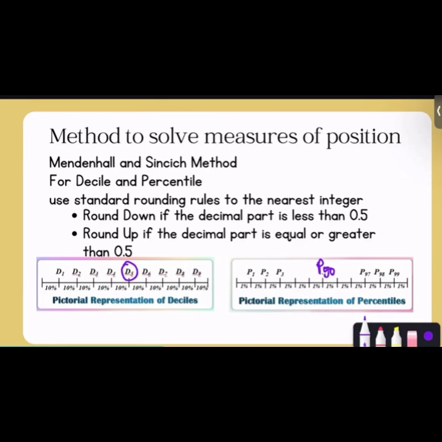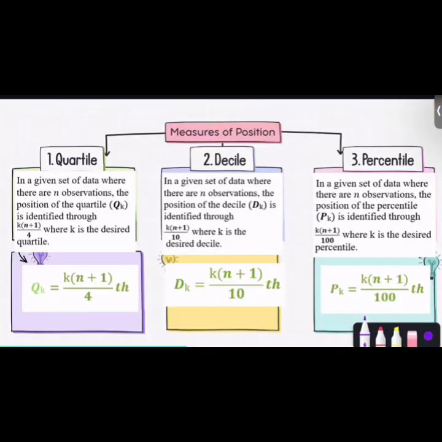So para mas lalo nating maintindihan, now we can proceed to the next one. Let's proceed with quartile, decile, and percentile. In quartile, in a given set of data where there are n observations, so yung mga datas natin, the position of the quartile, which is Q sub k, is identified through k times (n + 1) over 4, where k is the desired quartile. So, ibig sabihin, yung k, yun po yung quartile na kinukuha natin, whether it is 1, 2, or 3. Okay, so meron tayong formula in getting the quartile.